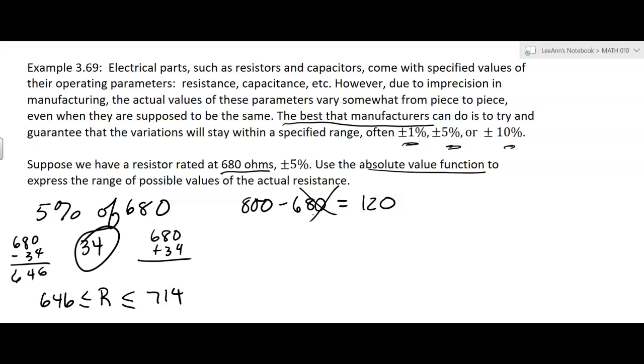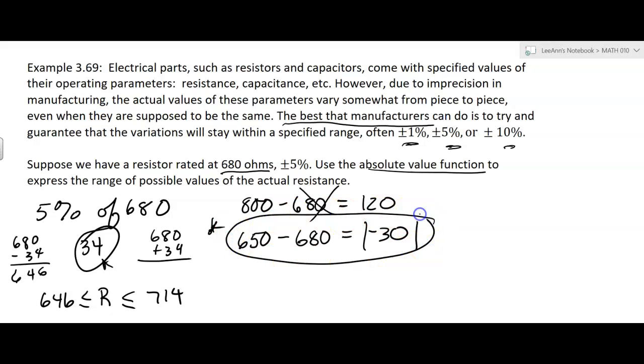All right. And the other one I said was what, 650? I said 700, but let's use 650. If I subtract 680 from that, I get negative 30. But see, the absolute value of negative 30 is 30, and so I'm within that 34 mark. Like, that's okay, it's less than 34. So this is okay.